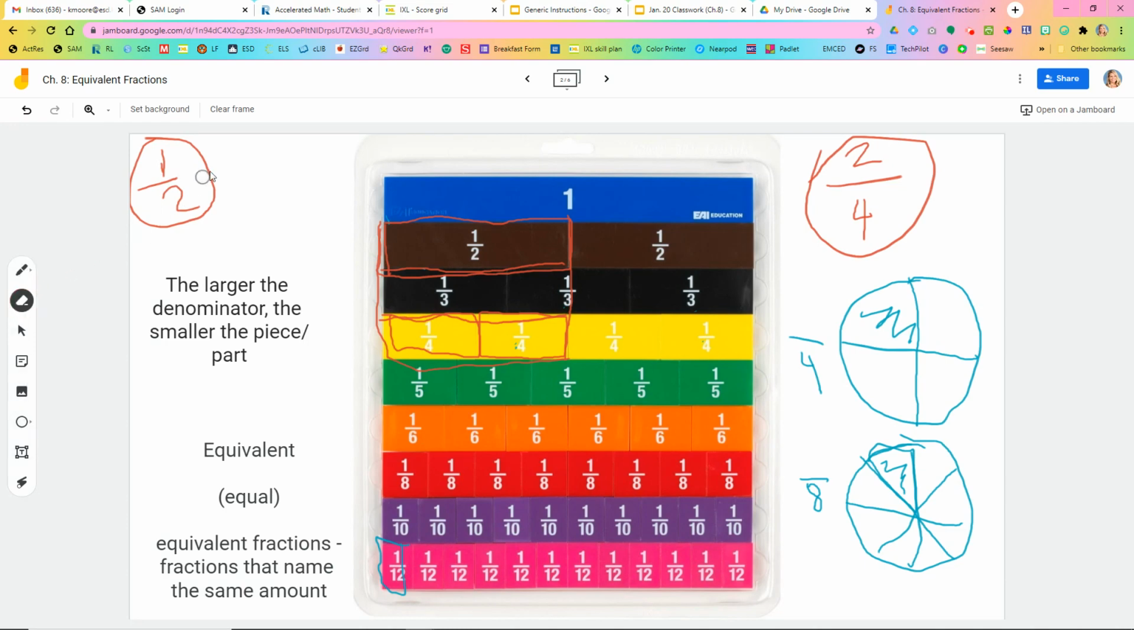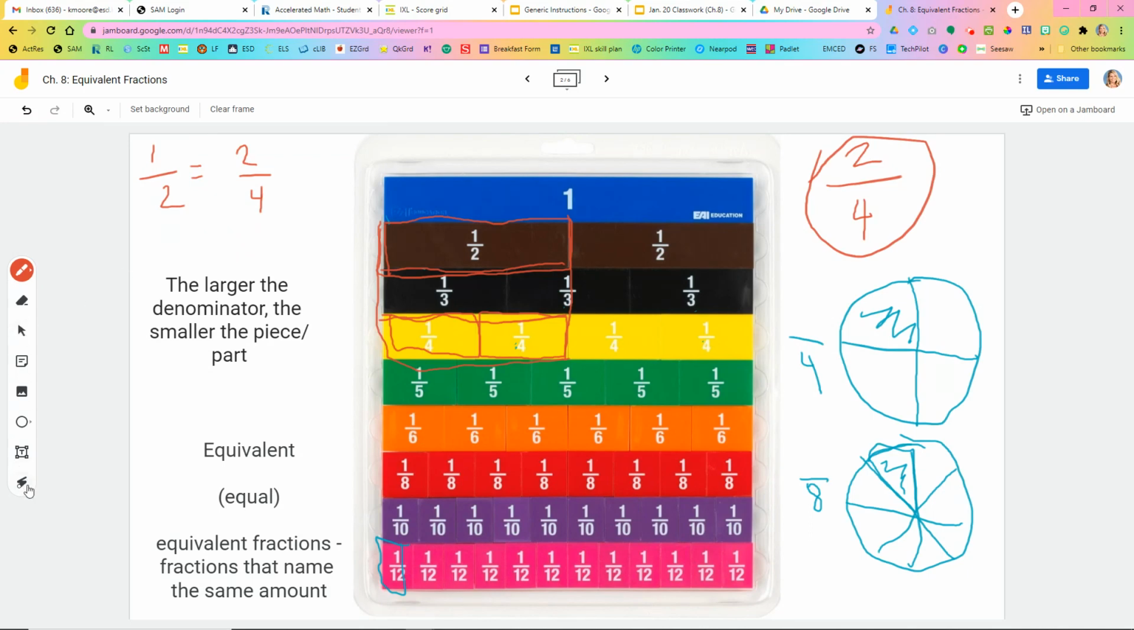And now, you're not always going to have a number line. You're not always going to have your fraction tiles, but we can use math to help us determine equivalent fractions. I can put your 1/2 and Bradley's 2/4 and see if they're equal.